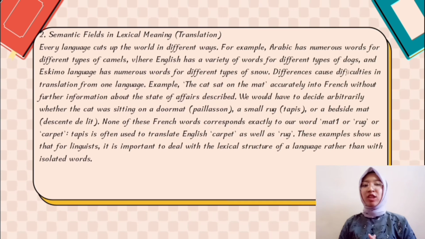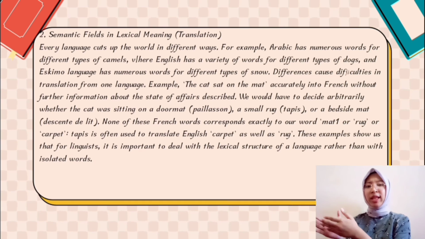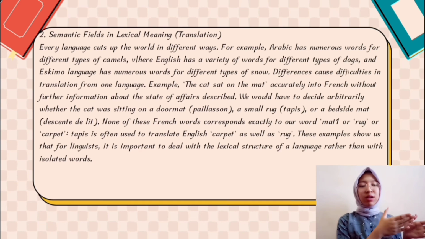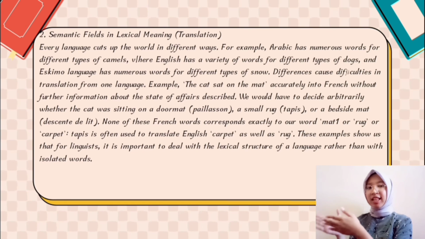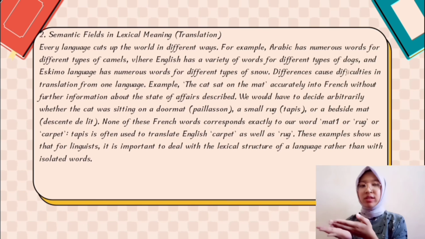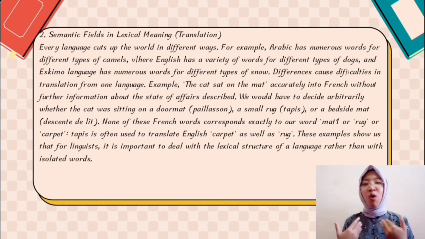For example, to translate "the cat sat on the mat" accurately into French, without further information about the state of affairs described, we would have to decide arbitrarily whether the cat was sitting on a doormat, or a small rug, or tapis, or a bedside mat. None of these French words corresponds exactly to our mat or rug or carpet. Tapis is often used to translate English carpet as well as rug. This example shows us that for linguists, it is important to deal with the lexical structure of a language rather than with isolated words. Now, we come to the last slide of my review journal.